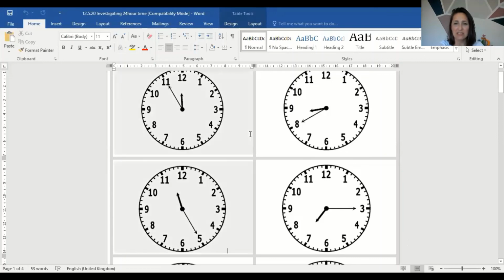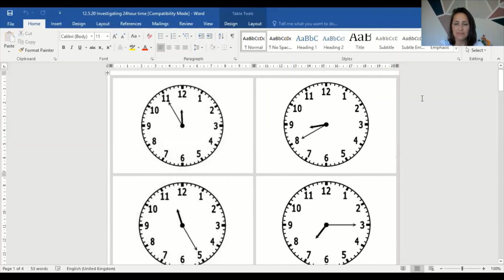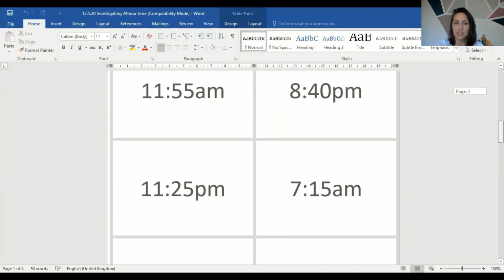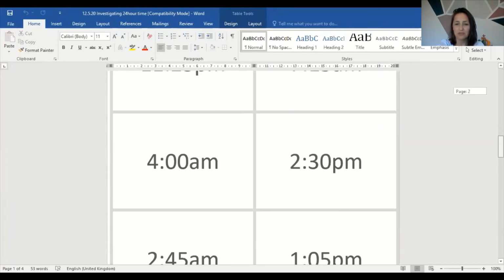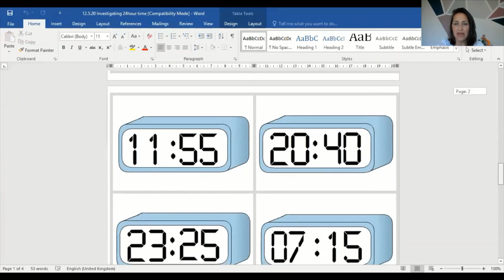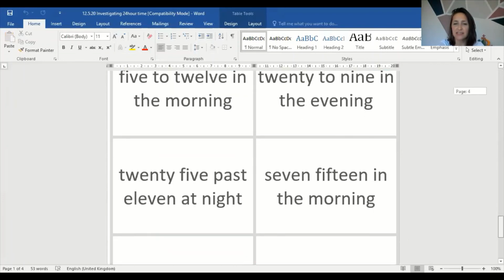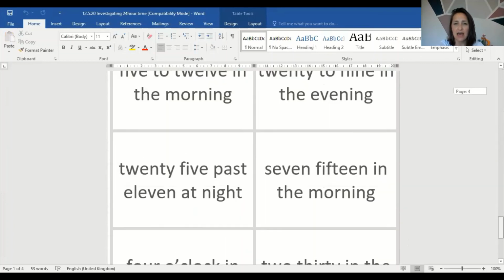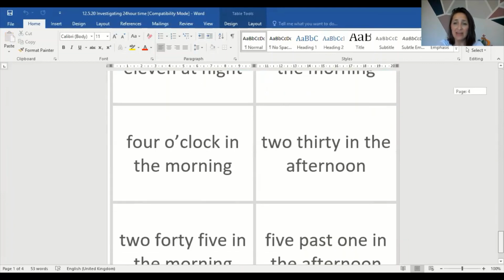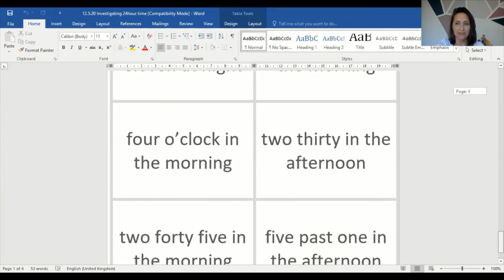So here it is. On the first page are analog clocks. Second page are 12-hour digital times. The third page is 24-hour digital times, and then the final page is written in words, how you describe it to somebody.